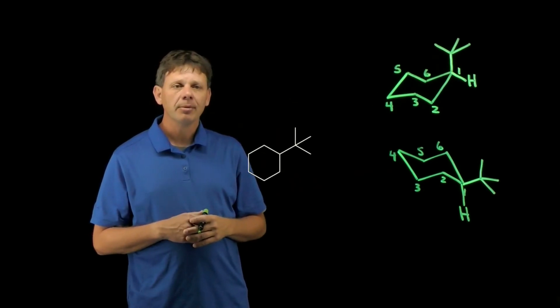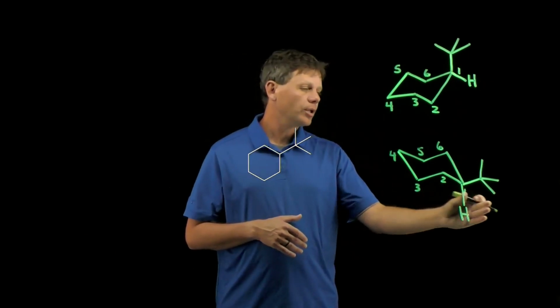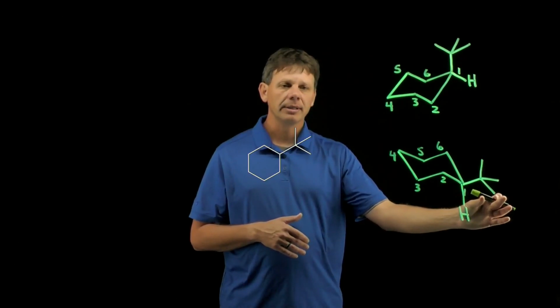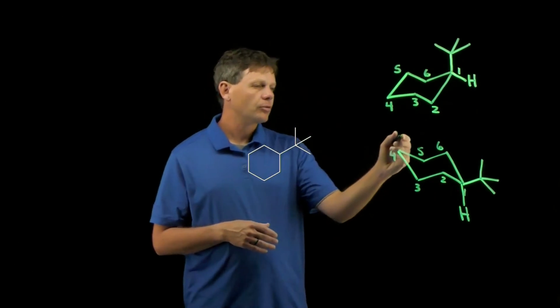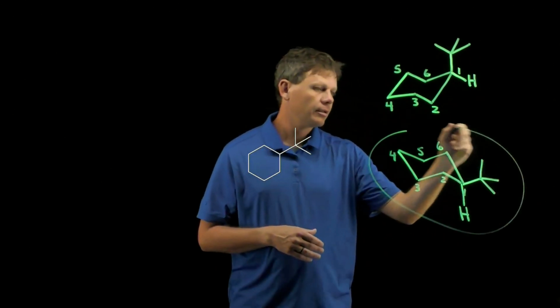Which one is most stable? The most stable one is going to be the one that has the large substituent in the equatorial position. So the more stable conformation is that.